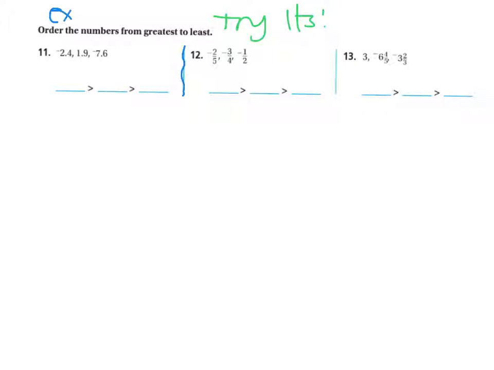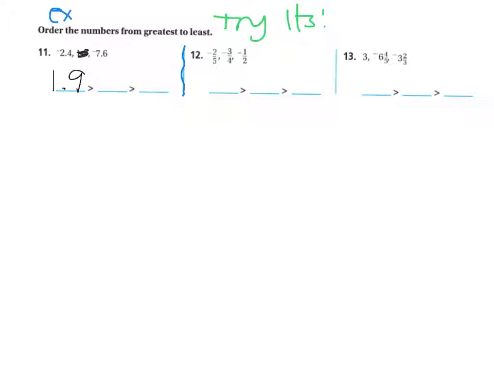Okay, so now we're going to do some ordering because that was also part of our objective. So I'll do the example and then you can do the try it. So one thing I like to remember is that if it's positive, it's always going to be bigger than negative. Always, always. So I look at my first three numbers, and I know that 1.9 is going to be the largest because the other two are negative. So I'm going to put that as my biggest number first, and then I'll compare the other two numbers.